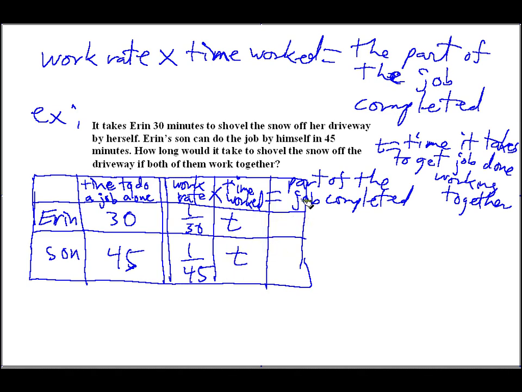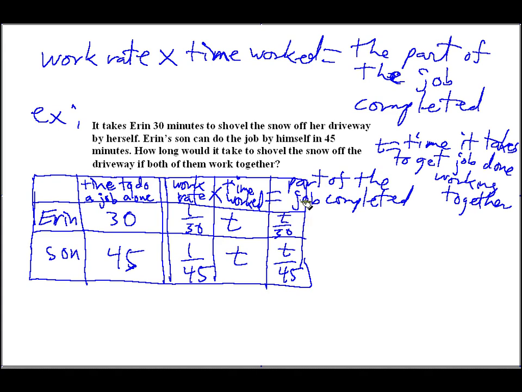Again, how do I calculate the last column? Just multiply the previous two columns. So 1 over 30 times T, that's T over 30. Can we see that? 1 over 45 times T, that's T over 45. In other words, after T minutes, Erin does this much of the job. After T minutes, her son does this much of the job. So this is Erin's contribution, and this is her son's contribution. But together, they finish the entire job.